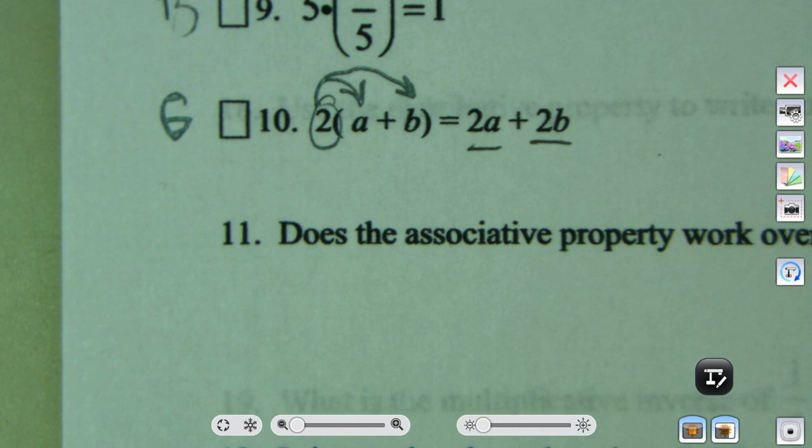All right, so that summarizes the properties we've talked about. We've talked about the associative property of addition, the associative property of multiplication, the commutative property of addition and multiplication. We've talked about the additive inverse, the additive identity, the multiplicative inverse, the multiplicative identity, and the distributive property, along with reflexive, symmetric, and transitive.